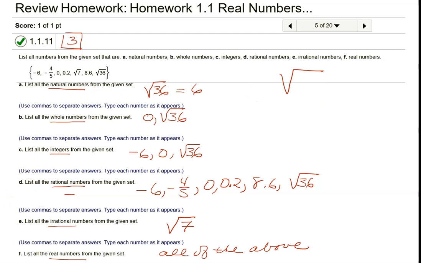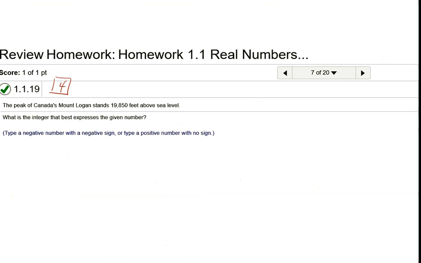Let's go on. Now, for number 4, and label that in your booklet. Here we're saying a peak of a mountain is this many feet above sea level. How would you write that as an integer? Now, the answer is going to be 19,850, positive. So when a number is positive, we do not write a sign.